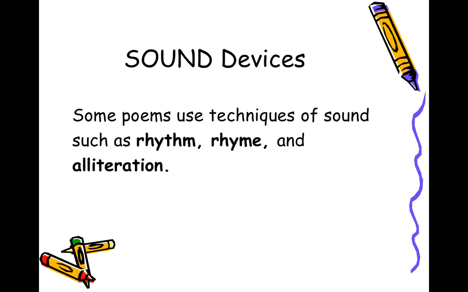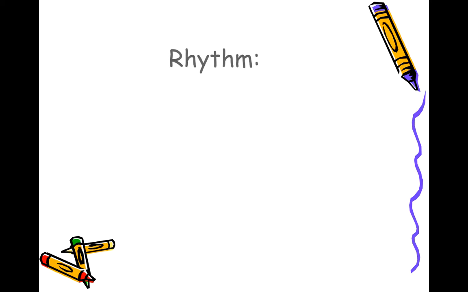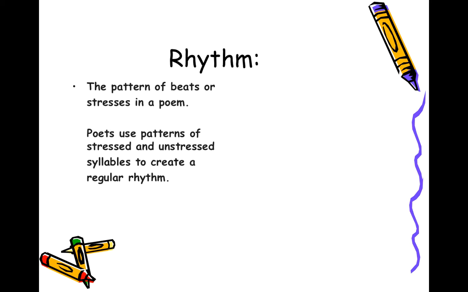Next, we're going to talk about sound devices in poetry. Some poems use techniques of sound such as rhythm, rhyme, and alliteration. First, let's talk about rhythm. The patterns of beats or stresses in a poem are called rhythm. Poets use patterns of stressed and unstressed syllables to create a regular rhythm in a poem.